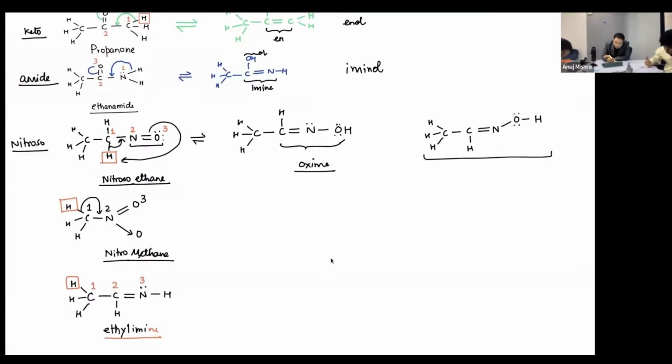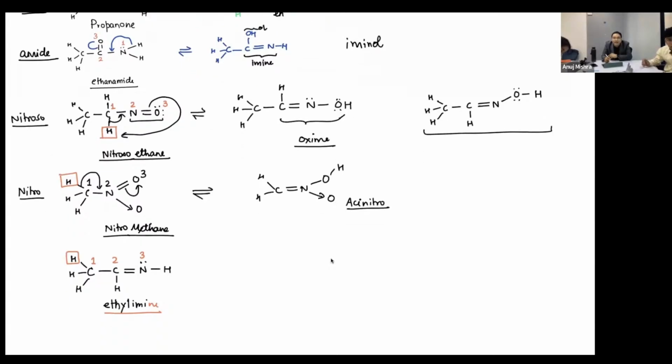This moves here. We form a structure which is CH2 double bond and single bond OH. This is called aci-nitro. This group NOH single bond, coordinate or double bond C, is called aci-nitro. This functional group. Now next is ethyl imine.